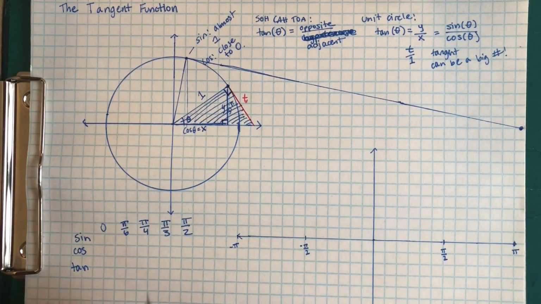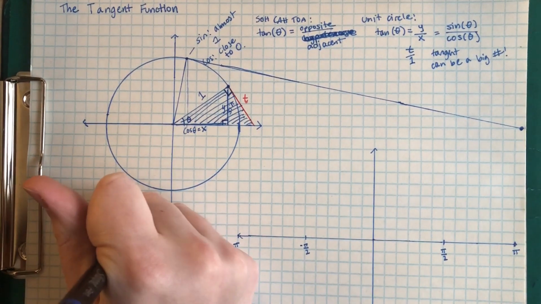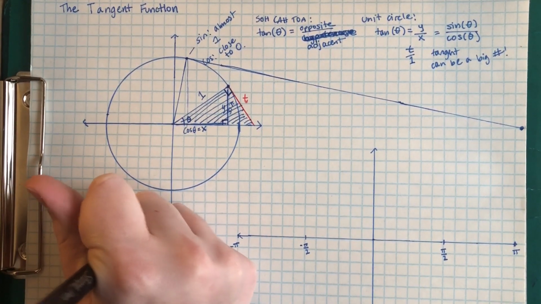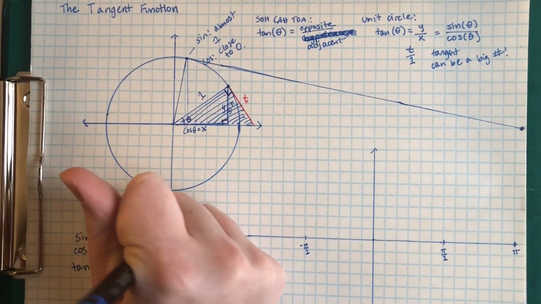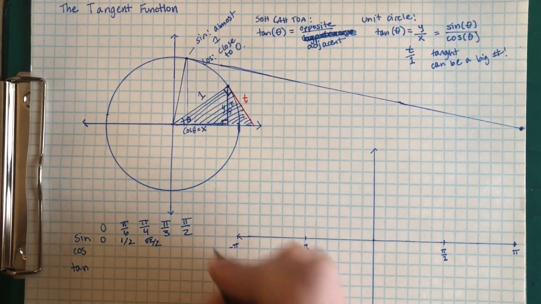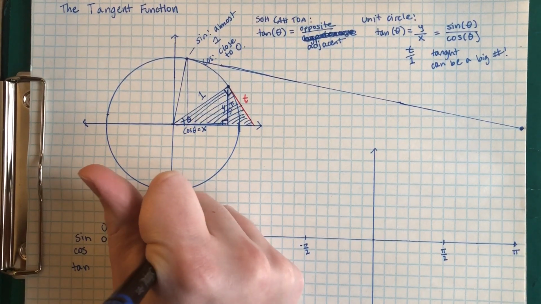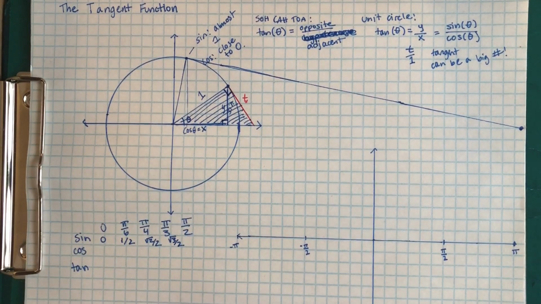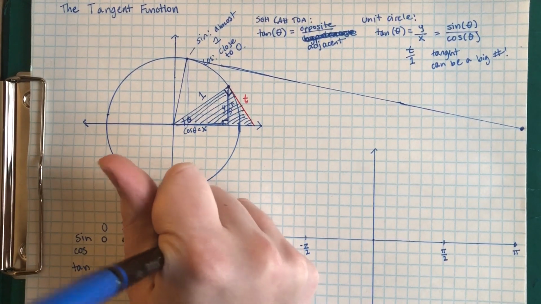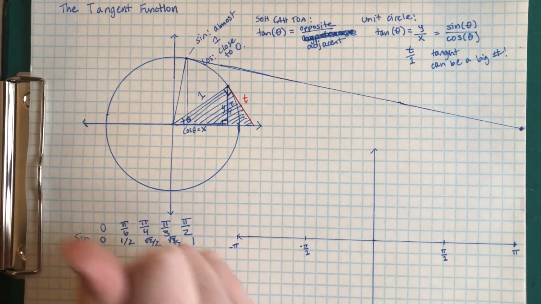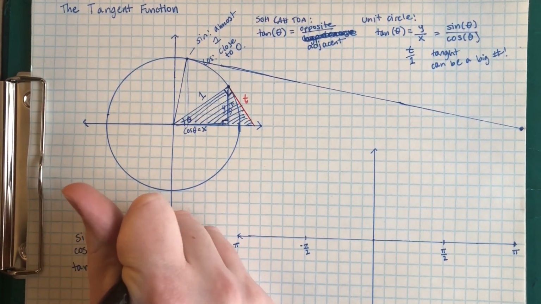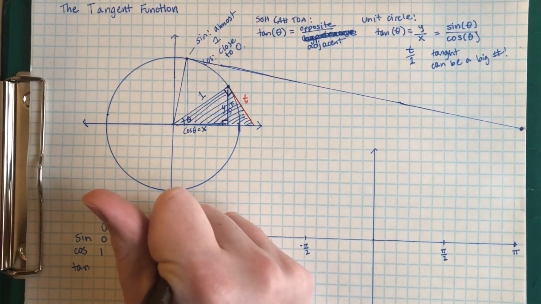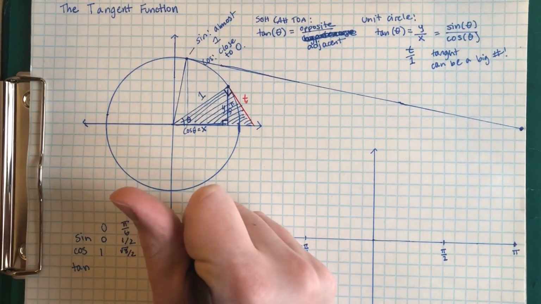We should be pretty confident on the sine and cosine at this point. Sine of 0 is 0. Sine of pi over 6 is 1/2. Sine of pi over 4 is root 2 over 2, which is about 0.7. Sine of pi over 3, root 3 over 2. Sine of pi over 2 is 1. Cosine goes the other direction. 1, root 3 over 2, root 2 over 2, 1/2, 0.